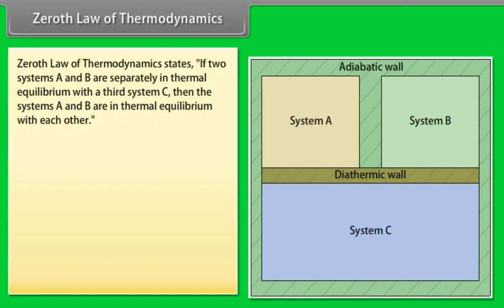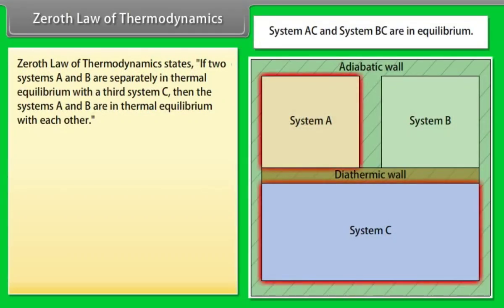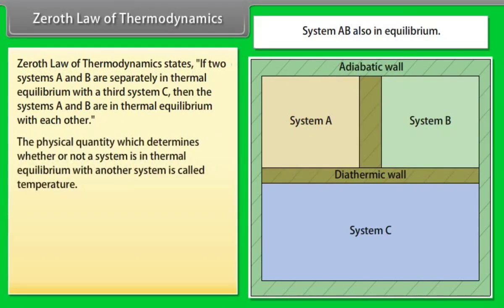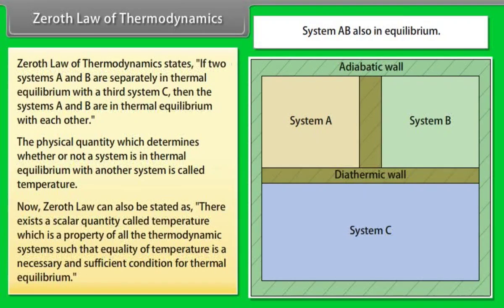Zeroth law of thermodynamics. Zeroth law of thermodynamics states, if two systems A and B are separately in thermal equilibrium with the third system C, then the system A and B are in thermal equilibrium with each other. The physical quantity which determines whether or not a system is in thermal equilibrium with another system is called temperature. Now, Zeroth law can also be stated as, there exists a scalar quantity called temperature, which is a property of all the thermodynamic system such that equality of temperature is a necessary and sufficient condition for thermal equilibrium.